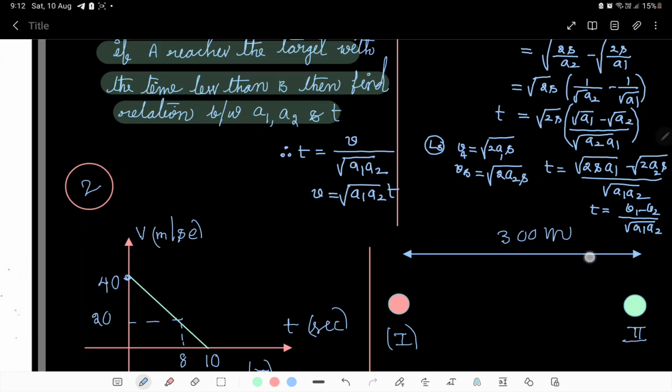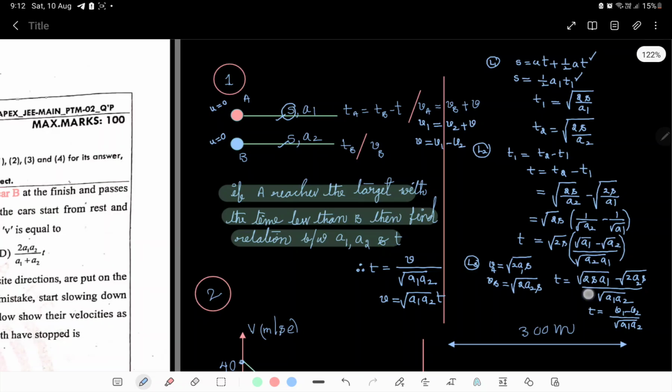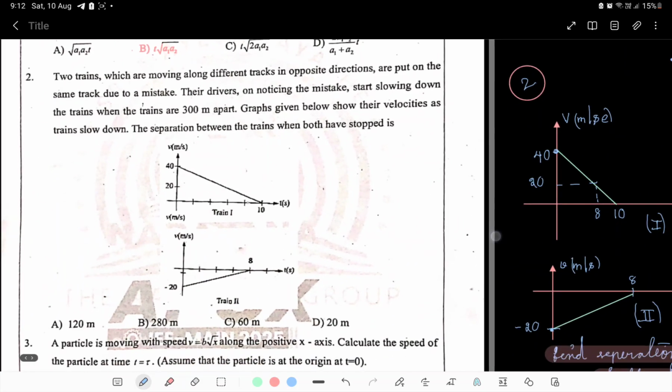That is the answer for this question number 1. Hope you understood. Let's see the question number 2.